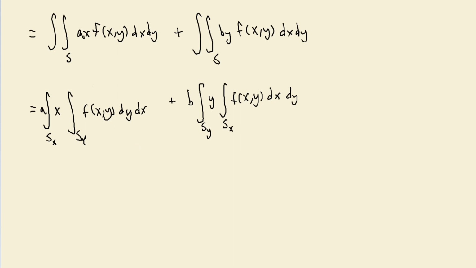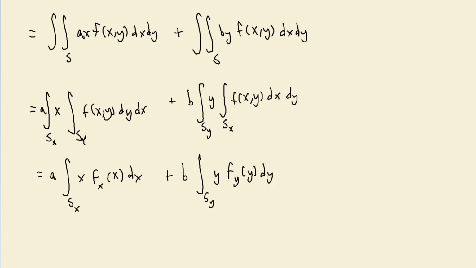And so what this reduces to is a times the integral over all values in the support for x of x times the marginal probability density function for x with respect to x, plus b times the integral over all values in the support for y, a dummy variable y, times the marginal probability density function for y with respect to y. And what are these? This is just the expected value of x, and this is the definition for the expected value of y.